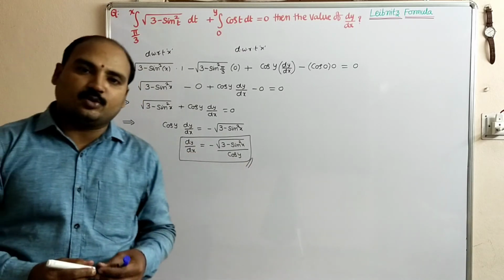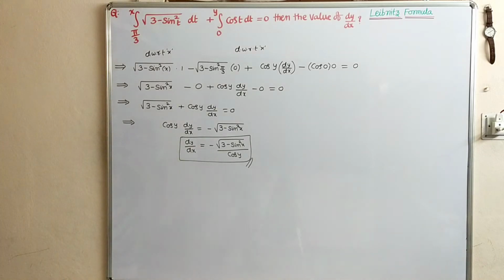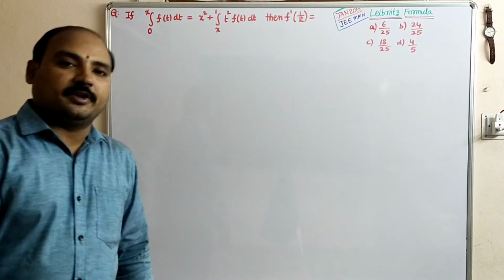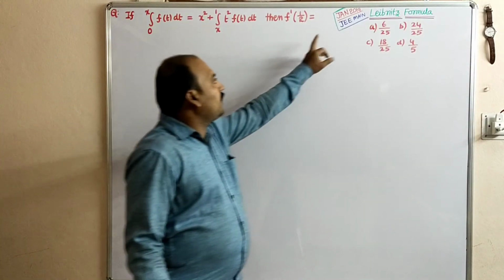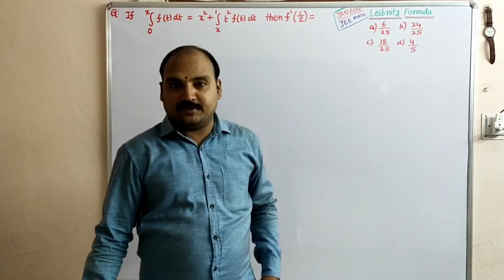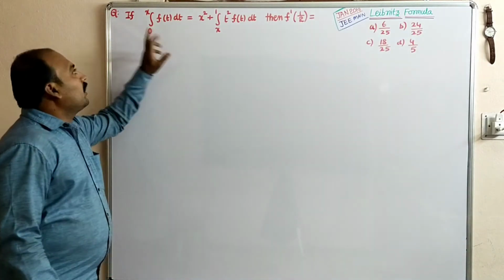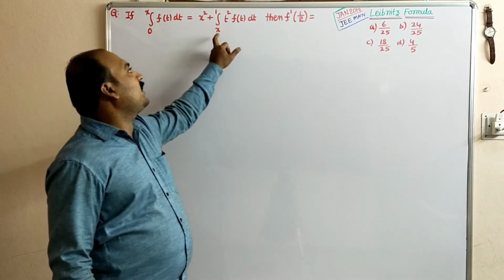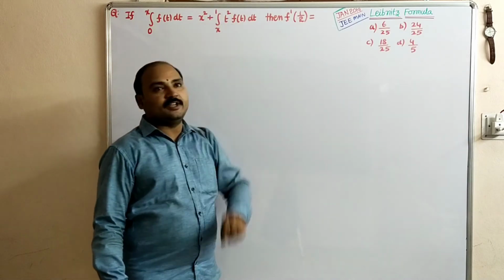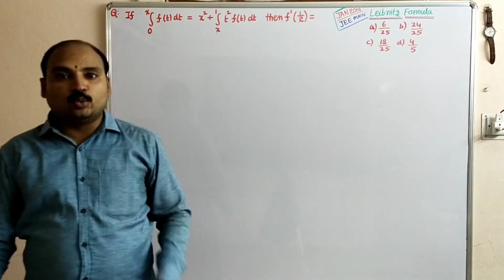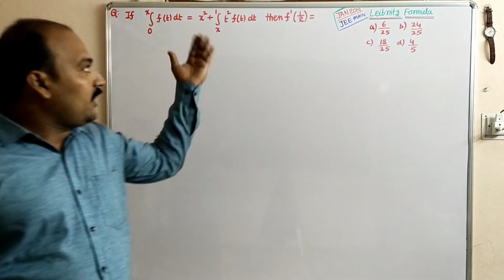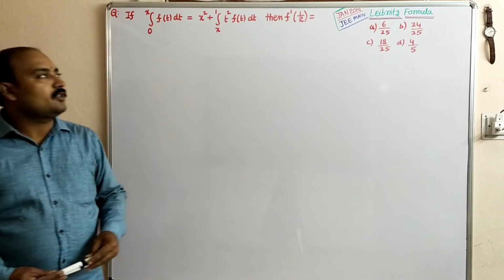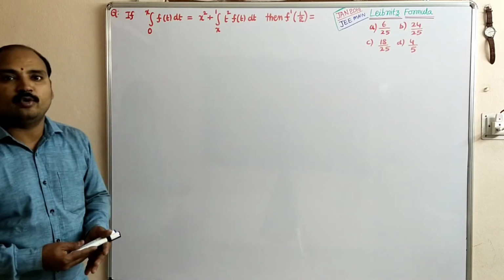We'll move to the next question. This question was asked in January 2019 JEE Mains. If integral 0 to x f of t dt equal to x square plus integral x to 1 t square f of t dt, then f dash of 1 by 2 equals what. So to calculate f dash of 1 by 2, we need to calculate f of x. Then only f dash of x we can calculate. After that f dash of 1 by 2: wherever x is there, 1 by 2 can be substituted.